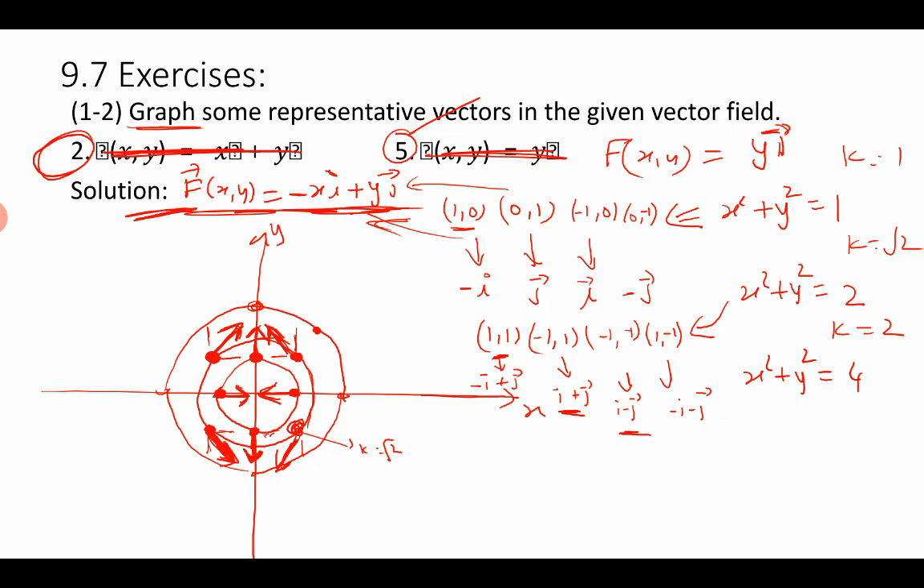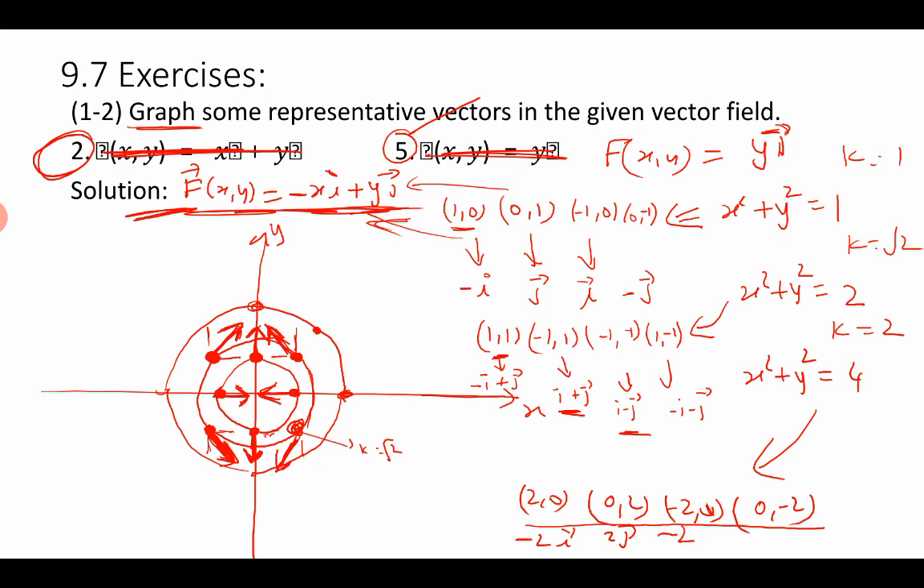For the outside vectors you can take 4 more points: 2 comma 0, 0 comma 2, minus 2 comma 0, 0 comma minus 2. Easily you will identify the length will be 2. So from here 2 units you can find the vectors. The vectors will be minus 2i, 2j, then x is minus 2, this will be 2i, and finally y is minus 2, minus 2j.